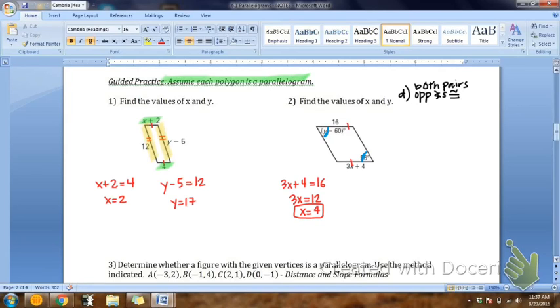So if they're the same, what can I do with them? Excellent. Set them equal to each other. Not super hard. Y equals 116. Questions on example 1 or 2? Okay.